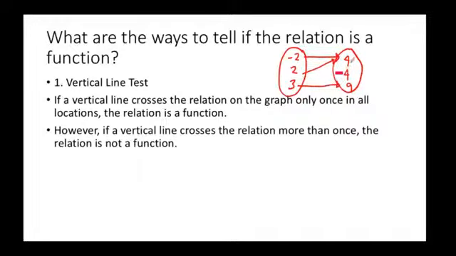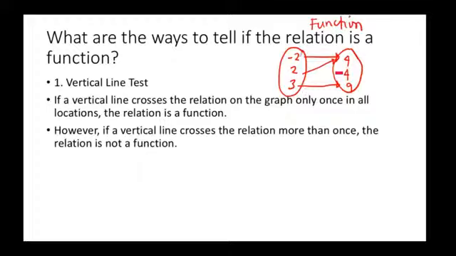Now, when you have this kind of scenario where -2 is paired to 4, +2 is paired to 4, 3 is paired to 9, is this a function or not? Many students are confused with this scenario. Notice that the input 2 is paired with +4. And then the input -2 is paired with +4. Even if 4 is the output of both -2 and 2, this is still a function. Why?